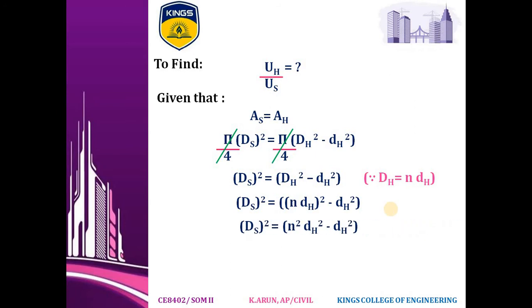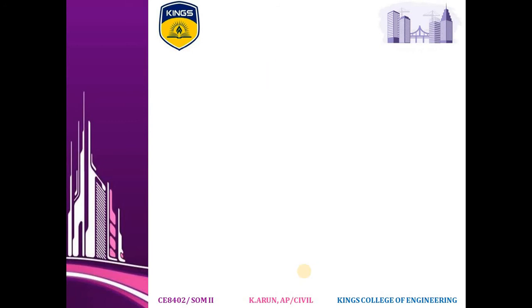So on expanding this, D_S square will be equal to n square d_H square minus d_H square. d_H square is common in both the terms, so I am taking it outside. Hence capital D_S square will be equal to small d_H square into (n square minus 1). So now we have arrived at a value for the diameter of the solid shaft in terms of the diameter of the hollow shaft, which will be useful for substituting in the later part.